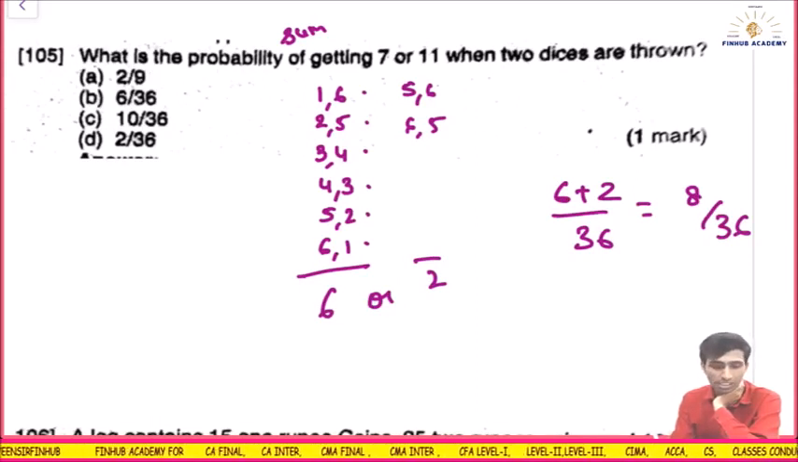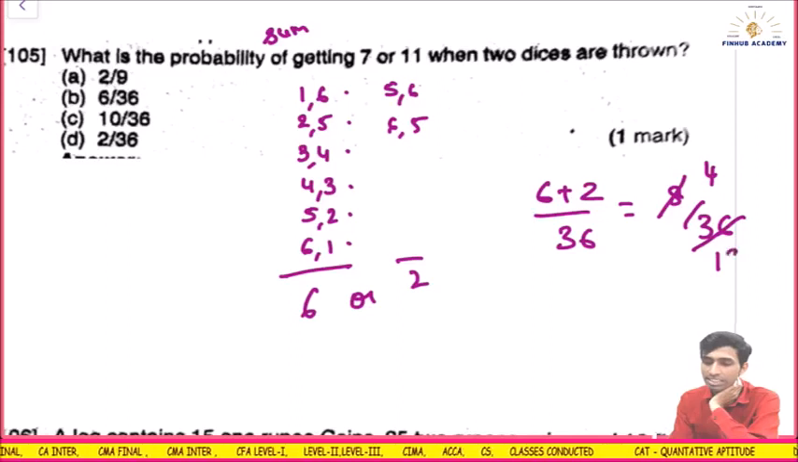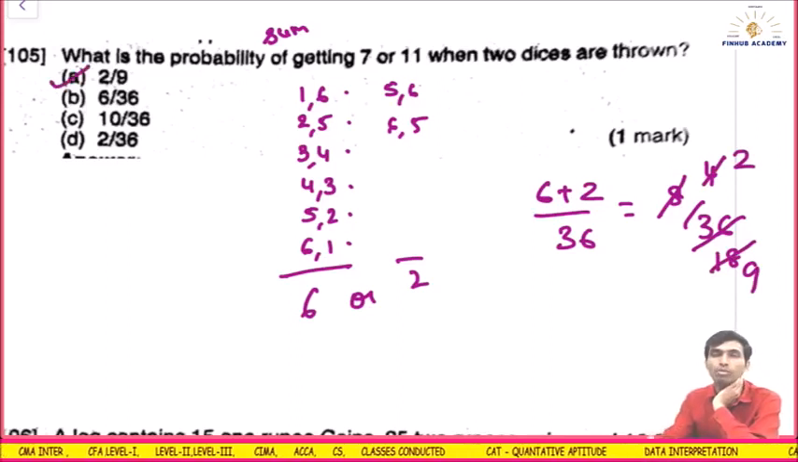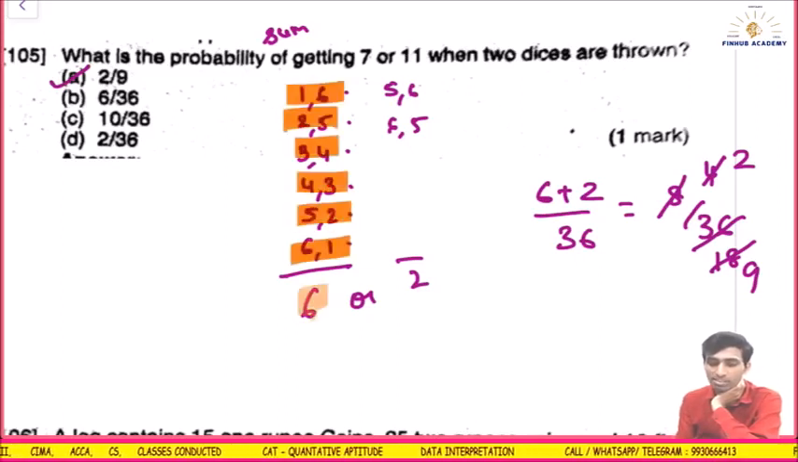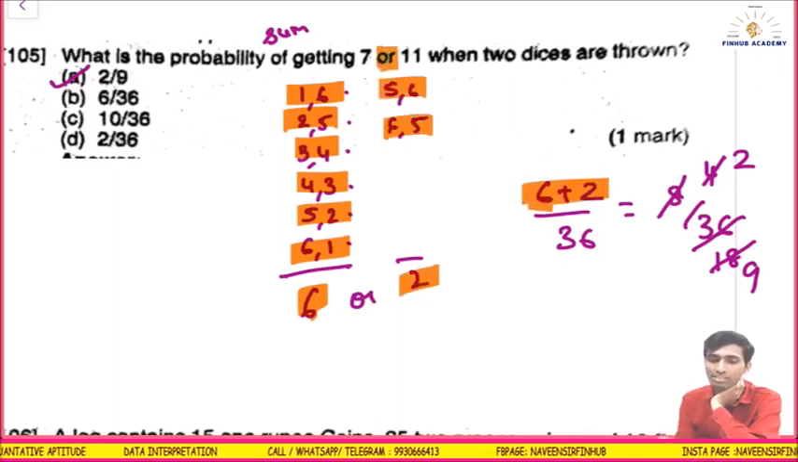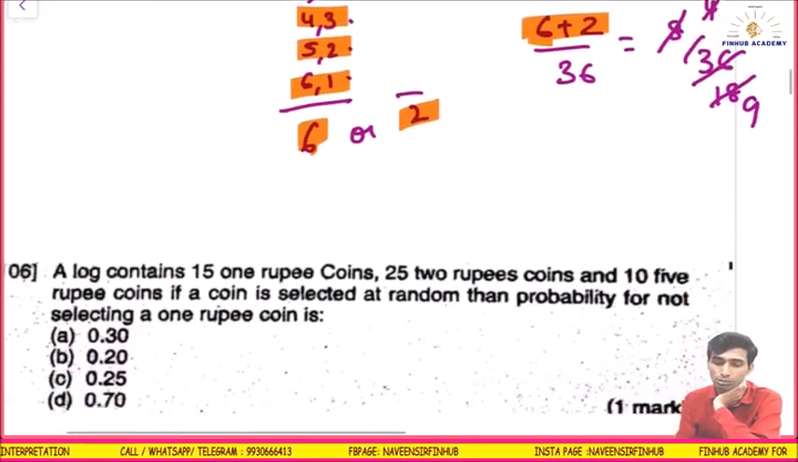So what is the answer? Oh, it is not there. 8 upon 36 means 2 fours are 8, 2 nines are 18, so 2 by 9 is the answer. A is the option. 2 by 9. So what I did, simple sum. There are 6 events of the sum being 7. 2 times it can be 11. So 6 plus 2. Or means plus, so I have added it. 6 plus 2 by 36.